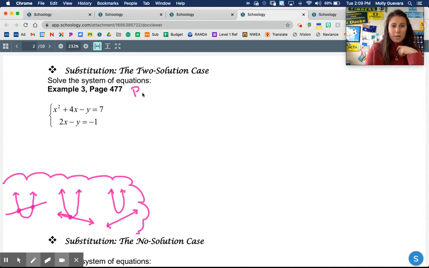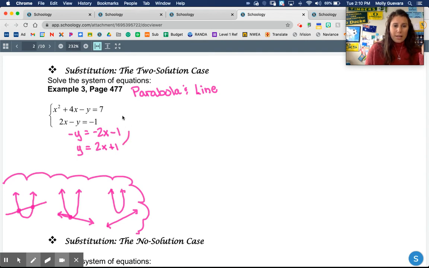Okay, so this is a parabola and a line. It doesn't mean that we can't solve it. It just means that we might have to do a little bit more work. So in this case, because we're using substitution, I'm going to solve this for y. So I'm going to subtract that 2x over, so negative 2x minus 1, and then divide everything by negative 1, and I get 2x plus 1. So since I know that's what y is, I can take this and plug it in right there.